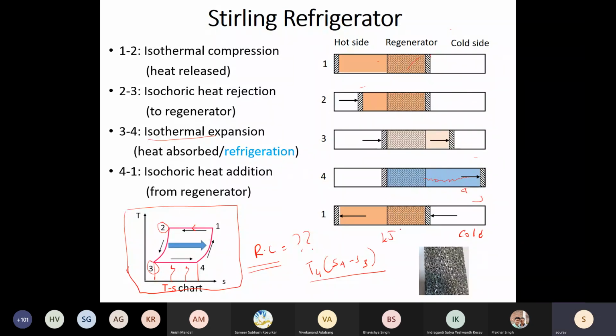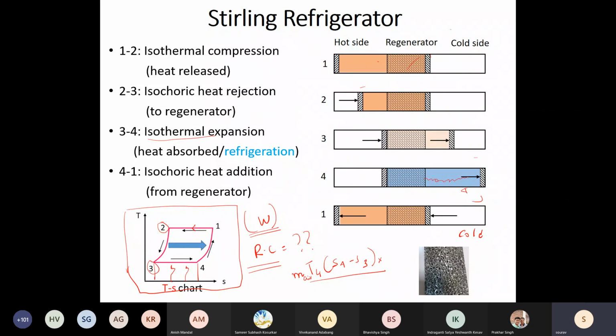The units of this will be kilojoules per kg. We'll have to multiply that with the mass of air which is present in this cylinder into something else. What would that be? So we are trying to find out the refrigeration capacity of this system. Units of that would be in kilowatts or watts. Not kilowatts, watts.